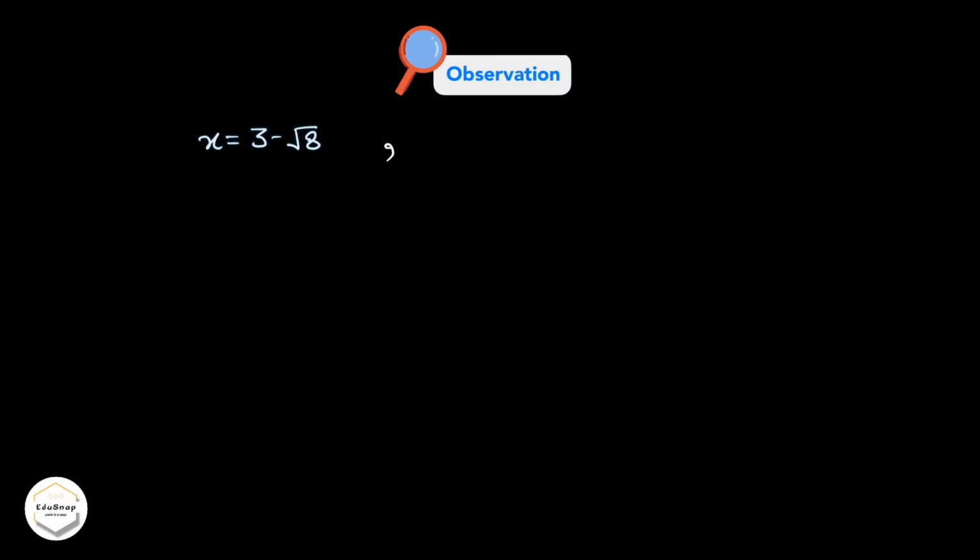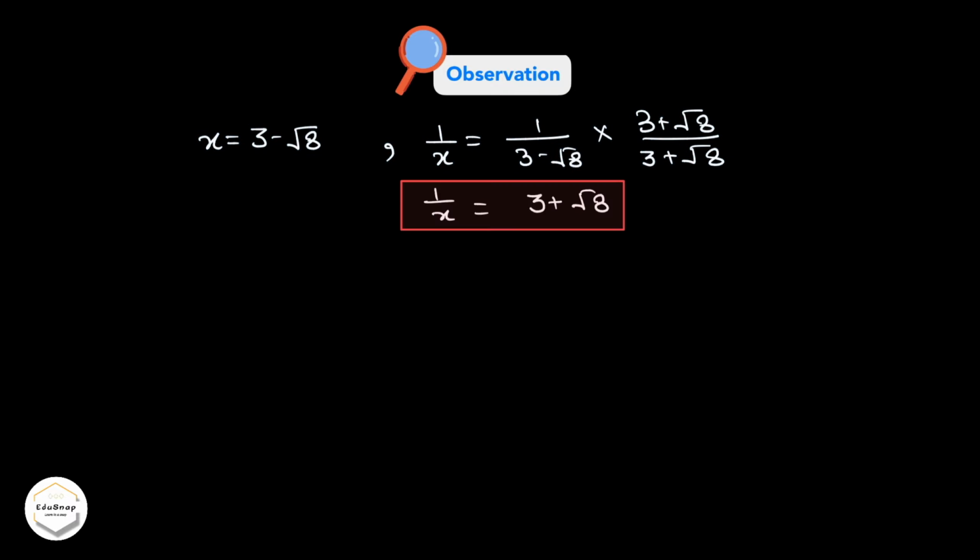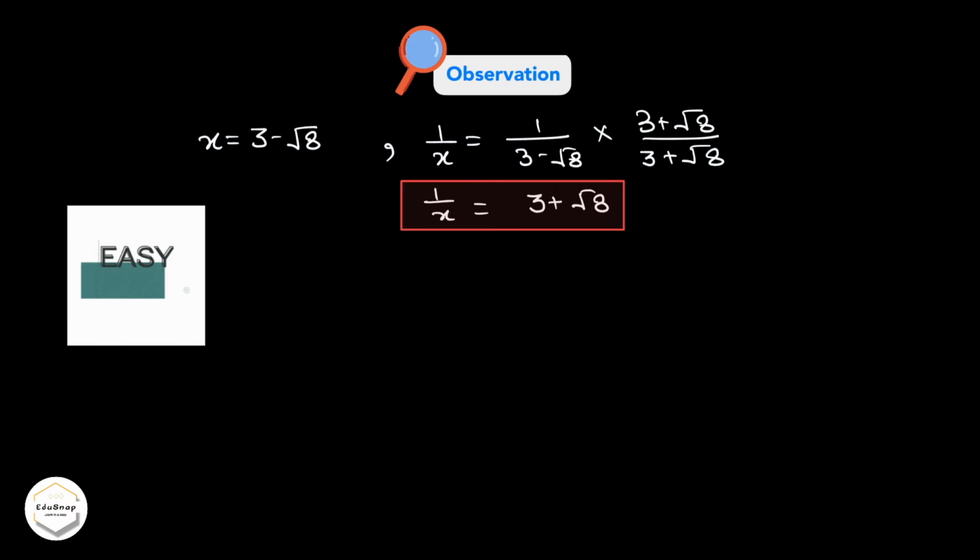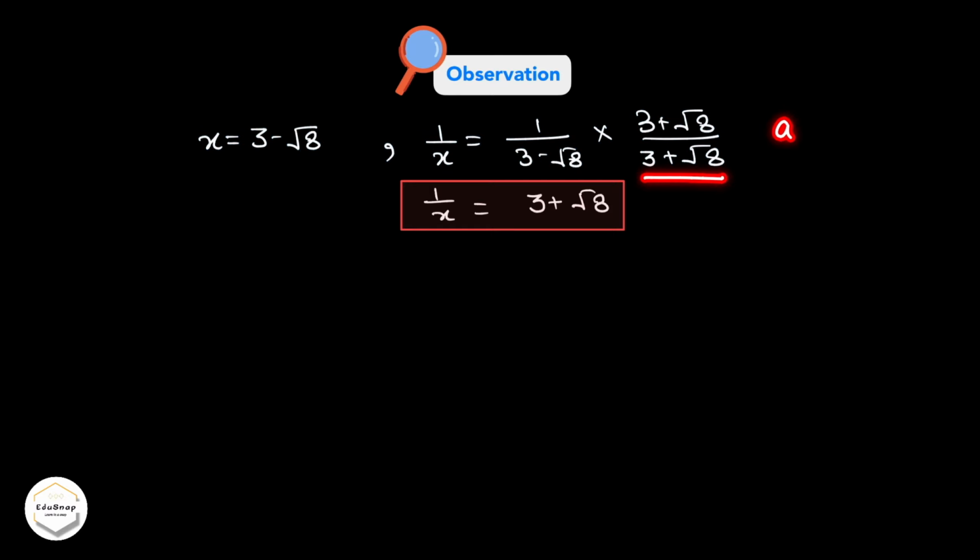Now let's discuss the value of 1 by x. Here we are going to rationalize it, and after rationalizing, you will get that 1 by x is going to be 3 plus root 8. Quite obvious, because here it is going to be the (a minus b)(a plus b) formula, that is a square minus b square, which you will apply here.